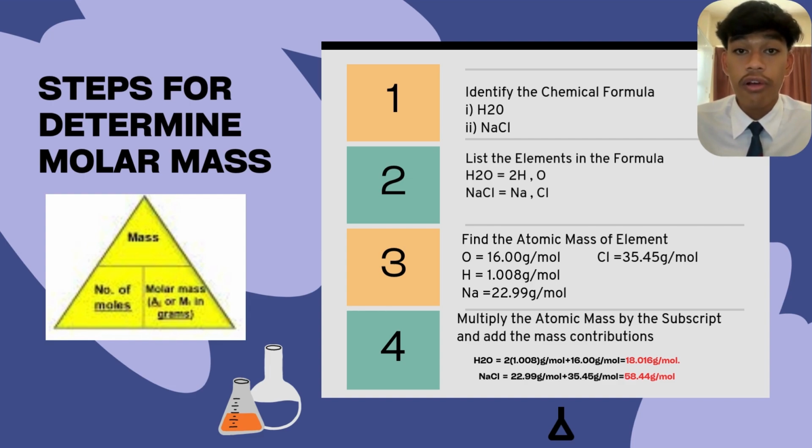So the fourth step is to multiply the atomic mass by the subscript and add the mass contributions. So we must multiply all of the elements that have more than 1 atom. So H2O equals 2 multiplied by 1.008 gram per mole plus 16.00 gram per mole, and the final answer is 18.016 gram per mole. And NaCl equals 22.99 gram per mole plus 35.45 gram per mole, equal to 58.44 gram per mole. So that's it.